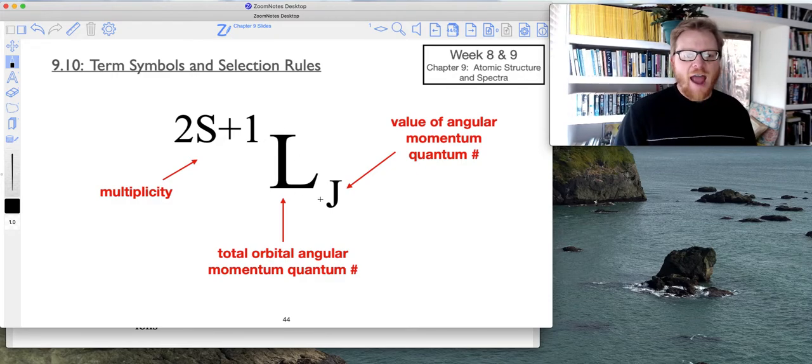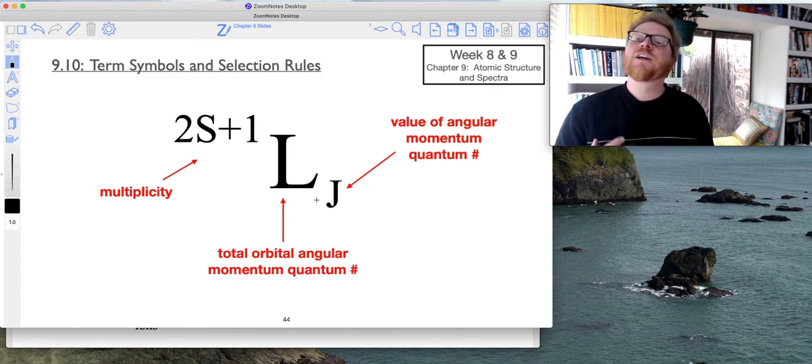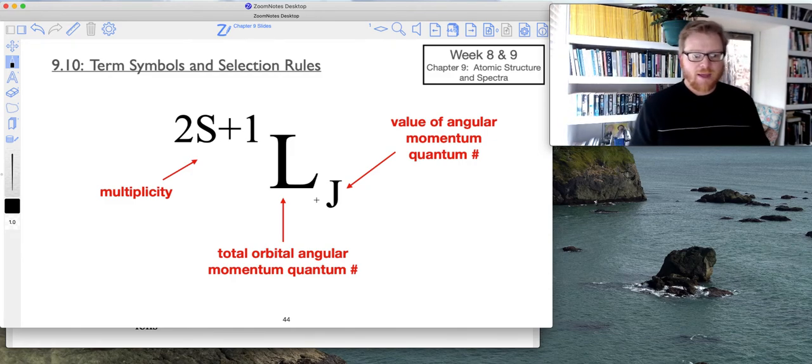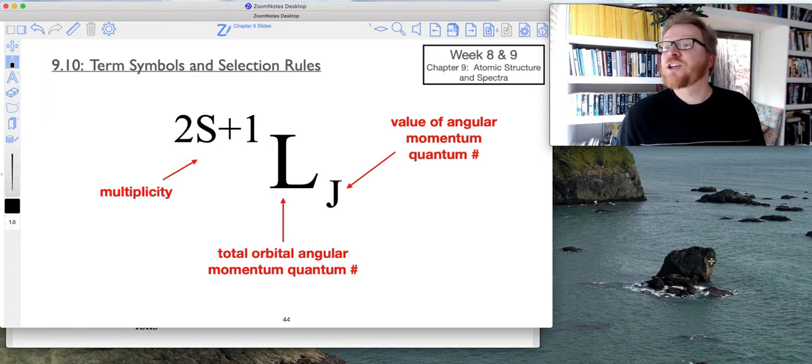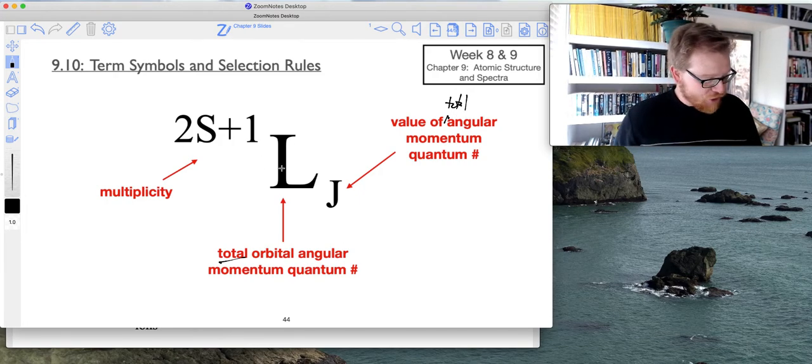The capital letter L, that's our main term, okay? And that gives us the total orbital angular momentum quantum number, the total, okay? And then here's the J value, the value of the angular momentum quantum number. That's also total, okay? So we're going to go through these one at a time and how we construct them.